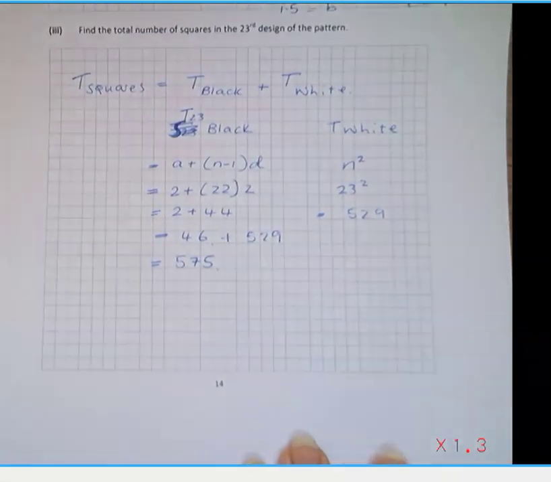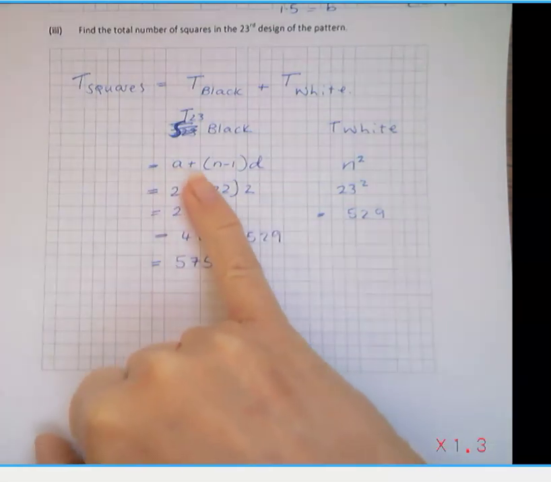The next part of the question asked you to find the total of squares in the 23rd design of the pattern. So your total of squares is equal to your total of black and your total of white. So we want to know how many blacks were in the 23rd pattern, how many whites were in the 23rd pattern, right? So not the total of them, we just want to know how many were in that pattern. So you are getting T23 for your black, or T23 for your white.